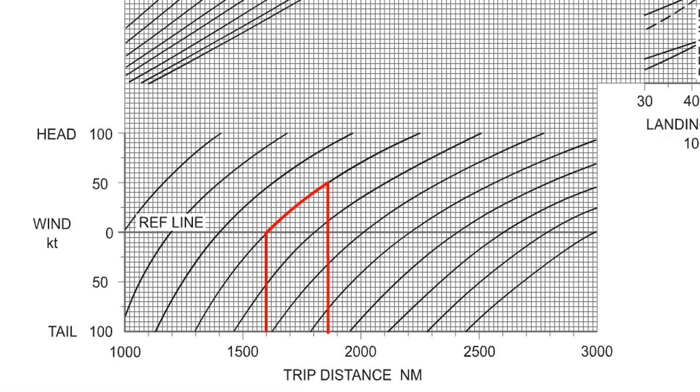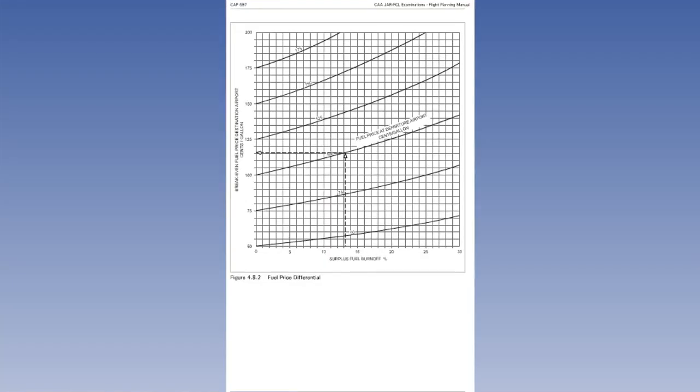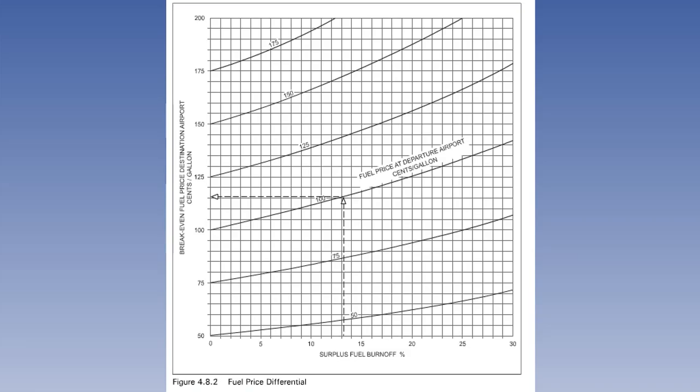Now, assuming the percentage increase answer we got was the 13.2 that we found before, go on to Figure 4.8.2 on the next page. In our example trip, we have calculated that we would suffer a penalty of 13.2% of fuel burn due to the excess weight. Figure 4.8.2 allows us to determine if this is commercially viable. Enter with the calculated surplus fuel burn percentage of 13.2 and move vertically to intercept the fuel price at the departure airfield.